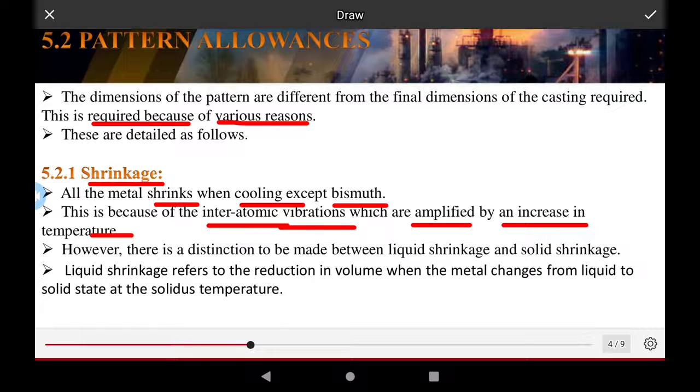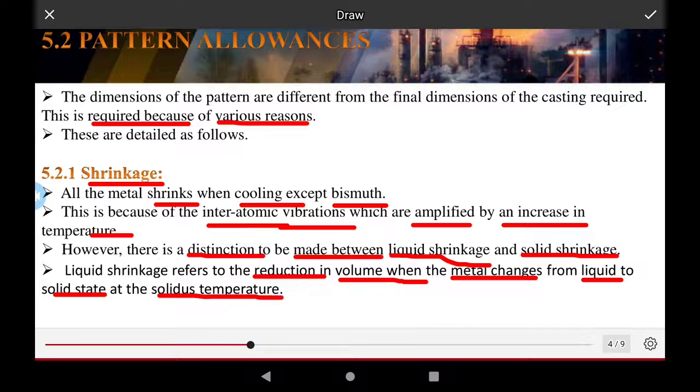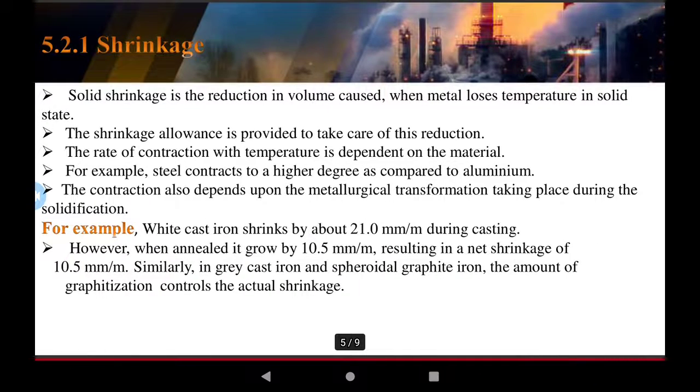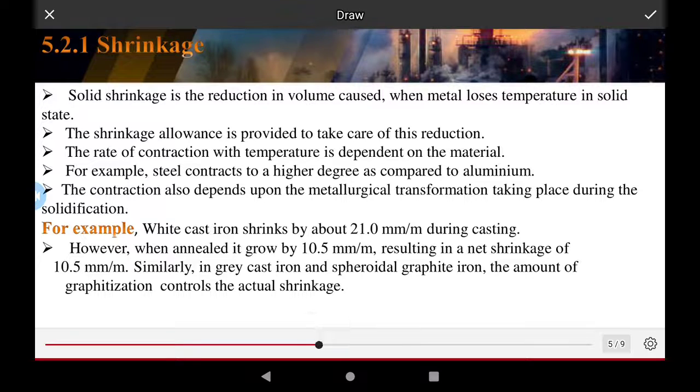However, a distinction is made between liquid shrinkage and solid shrinkage. Liquid shrinkage refers to the reduction in volume when the metal changes from the liquid to the solid state at the solidus temperature. Shrinkage means sikudana. Solid shrinkage is the reduction in volume caused when the metal loses temperature in the solid state.